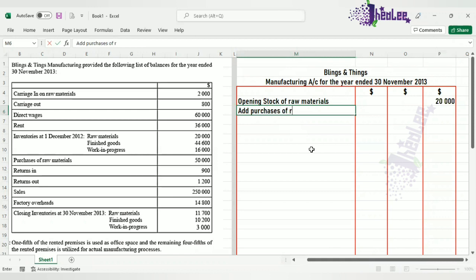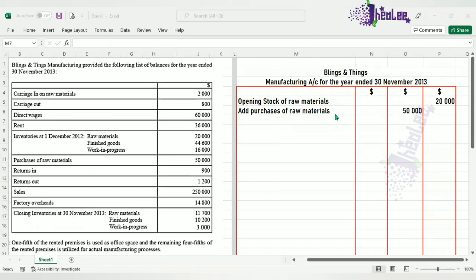And that is purchases of raw materials. And the purchases of raw materials figure is 50,000. Now, because we have carriage inwards and return outwards, we're going to use this column to do our calculation. So that is 50,000 for the purchases of raw materials.